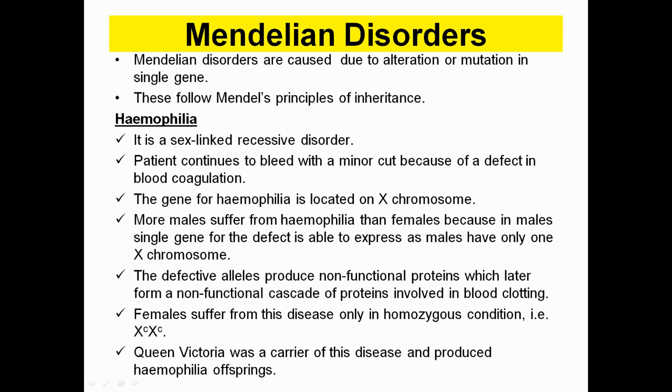This type of disorder has been discussed in the family of Queen Victoria, who passed this type of trait on to the whole of her progeny.